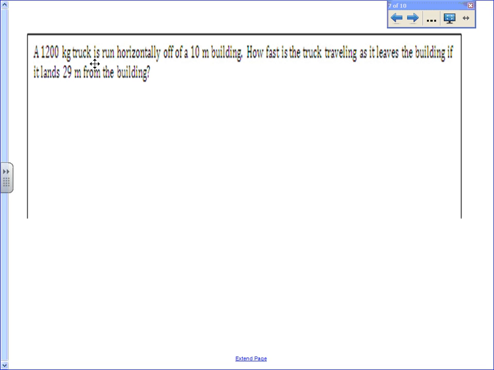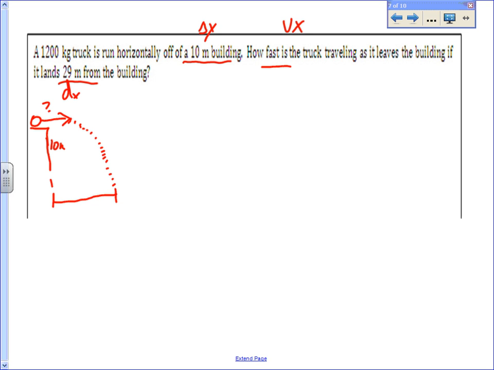We have a 1,200 kilogram truck going to run horizontally off of a 10-meter building. So this is our delta y. How fast is the truck traveling? So we're going to be looking for Vx if it leaves a building and lands 29 meters away. And that is going to be our d sub x. So just a quick little picture. My objects are always circles, just easy for me. So it's going to go off at some unknown speed. It is a 10-meter tall building. And it will land, and to help students see this, we like to put the little dots for our fall. It's going to land 29 meters away.